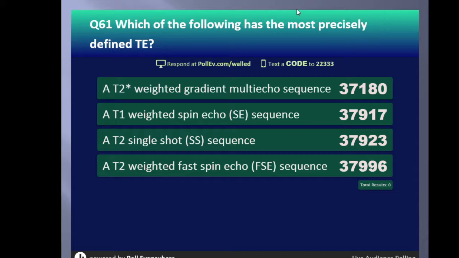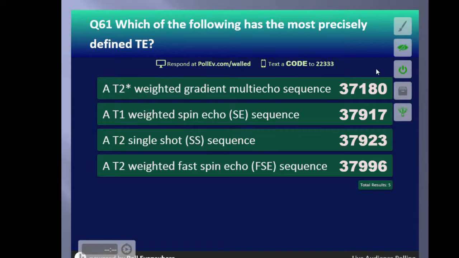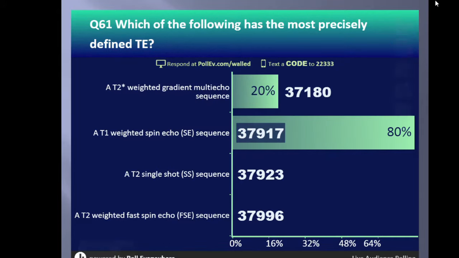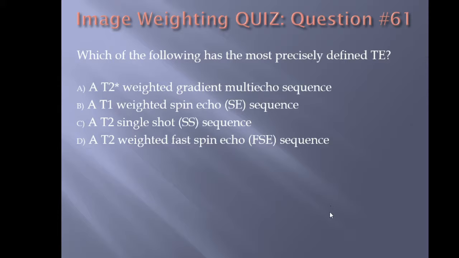Which of the following has the most precisely defined echo time? Oh, I don't think it's important that you know the TE's echo time. A T2 star-weighted gradient multi-echo sequence, a T1 weighted spin echo sequence, a T2 single shot sequence, or a T2 weighted fast spin echo sequence. Yes, 80% of you got the correct answer, which is a T1 weighted spin echo sequence.